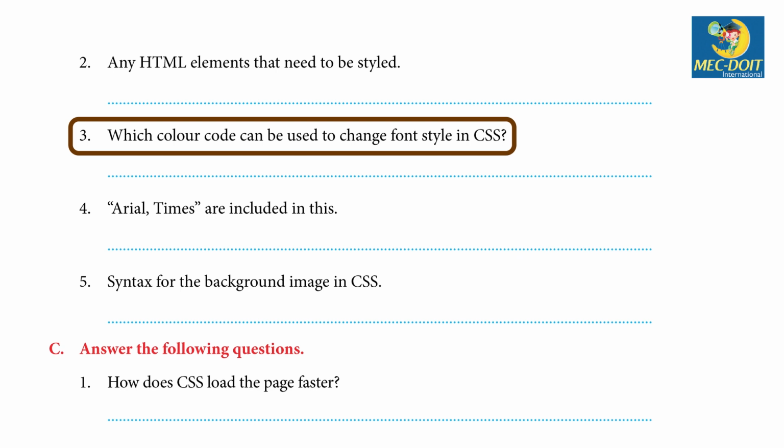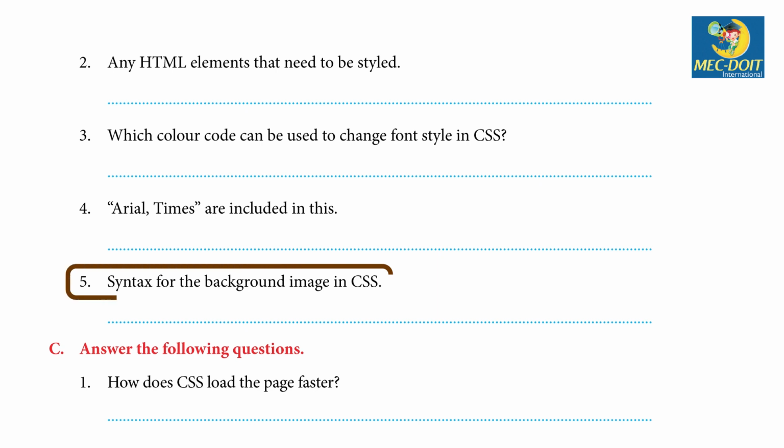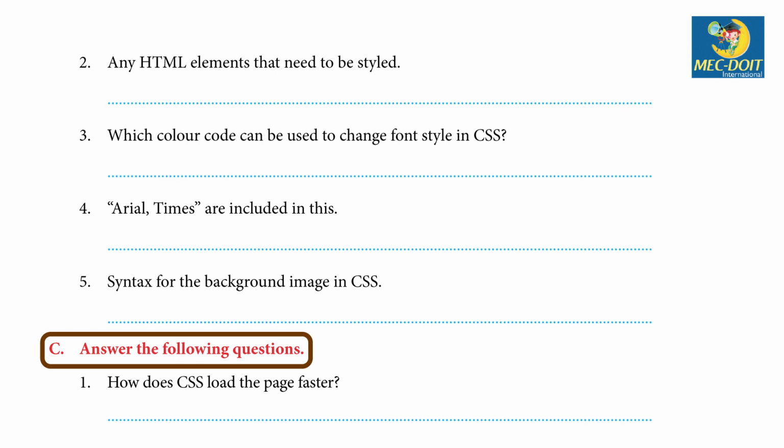3. Which color code can be used to change font style in CSS? Answer: RGB color code. 4. Arial, Times are included in this. Answer: CSS font-face family name. 5. Syntax for the background images in CSS. Answer: background-image: url(image name). C. Answer the following questions.